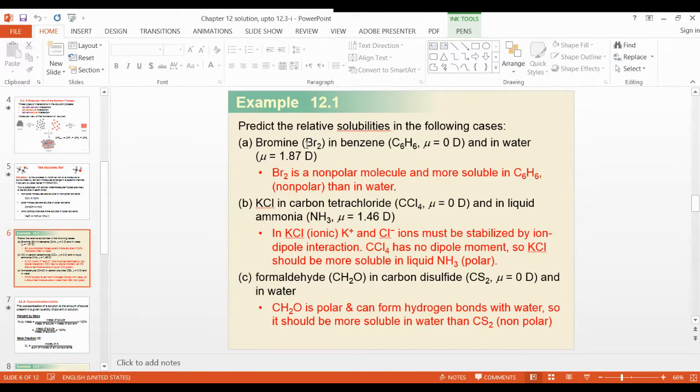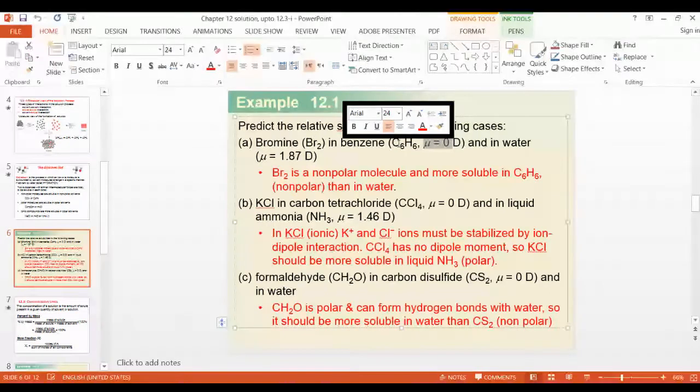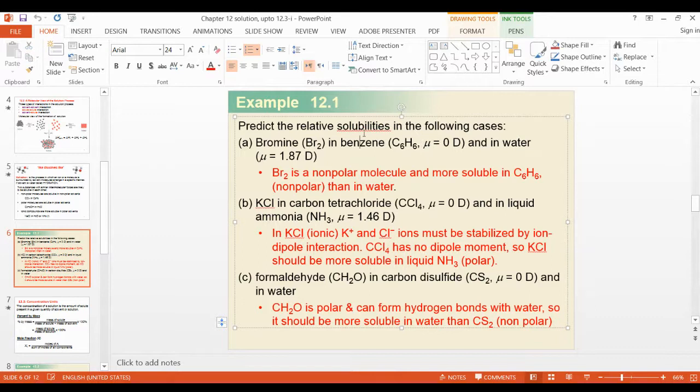Like dissolves like, what I explained to you. No, teacher, they're not the same. Will they make a solution or not? Can bromine dissolve into benzene, yes or no? Yes, because non-polar with non-polar. So what I told you: bromine and benzene both have dipole moment 0. It means non-polar. So will they make a solution or not? They will make a solution because both are non-polar, as I told you.